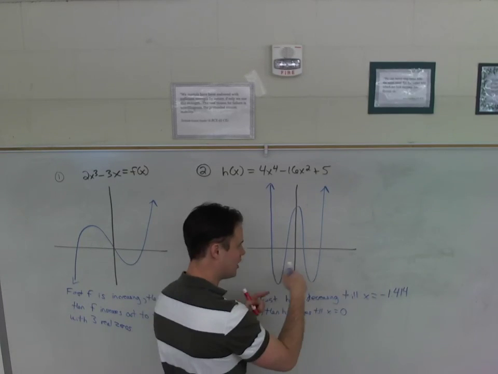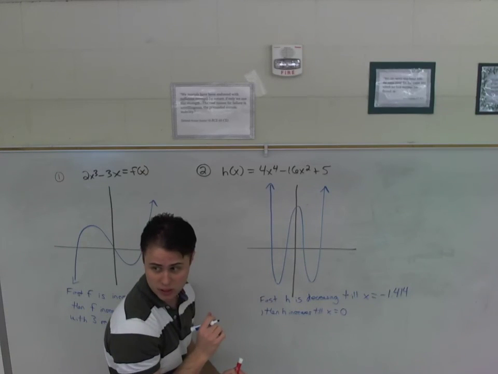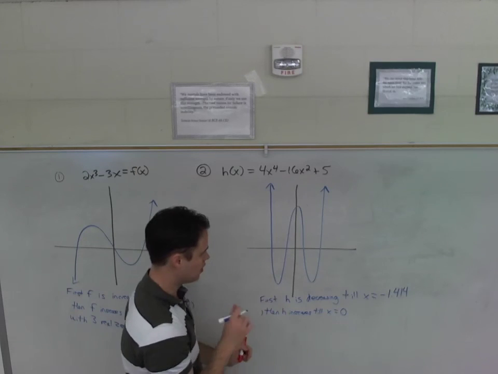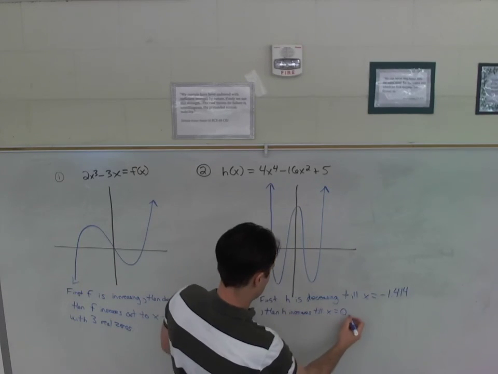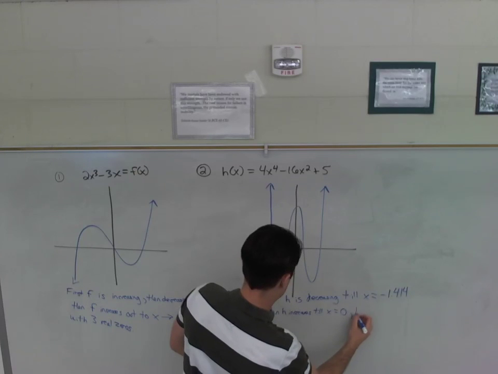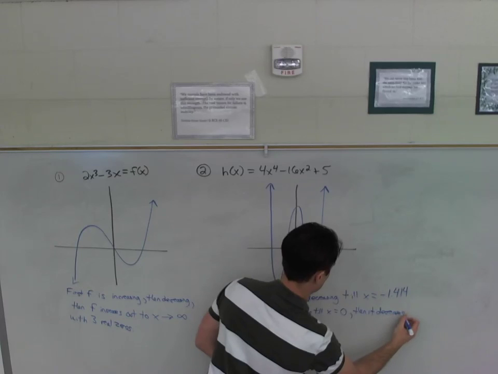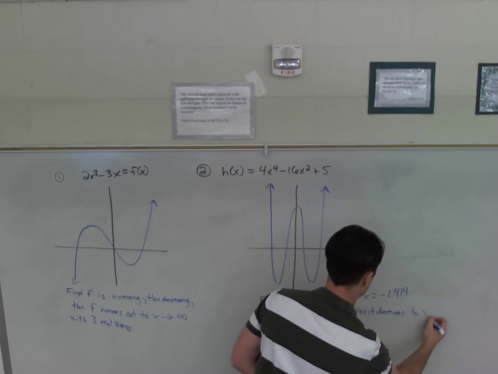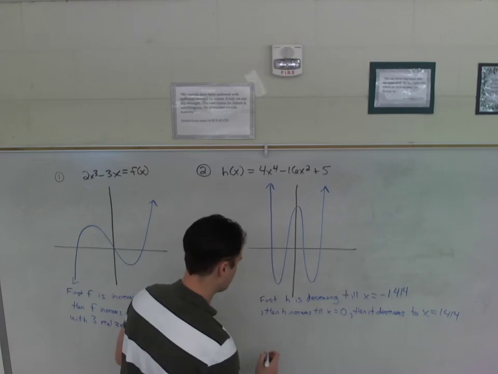And then does it look like it's symmetric? Does it look like it's identical on both sides? Sometimes polynomials are like that, does it? You guys tell me. Yeah. So let's just assume that it decreases until x equals 1.414. Yes, you guys hear Katie? And then finally it increases.